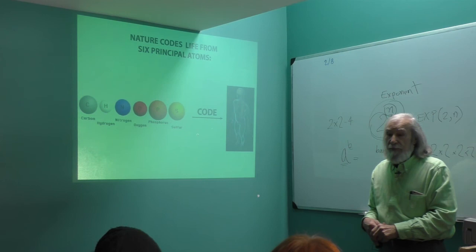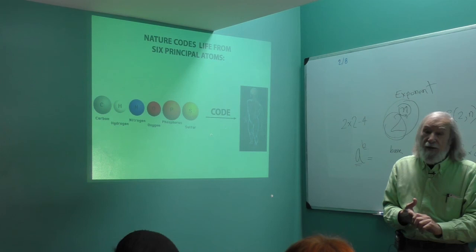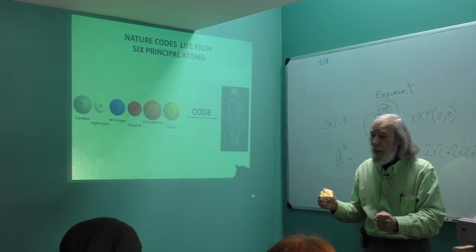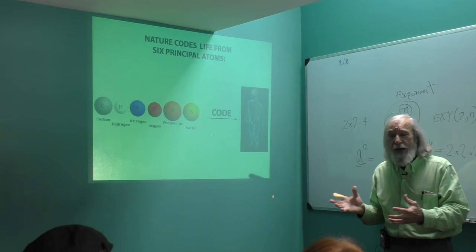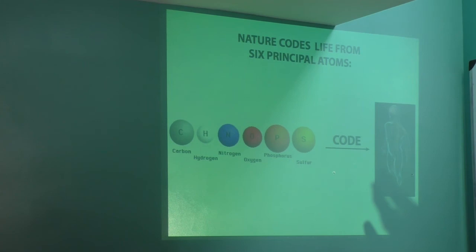Okay, hold your breath. One last thing we're going to do here. I want to try to show you, and we'll go over this again next time, so don't worry if you can't quite get it all. Nature codes life from six principal atoms: carbon, hydrogen, nitrogen, oxygen, phosphorus, and sulfur. You don't have to know exactly what they are, but it turns out there are only six major atoms, and then another dozen minor ones.